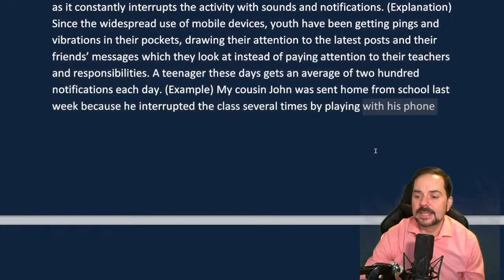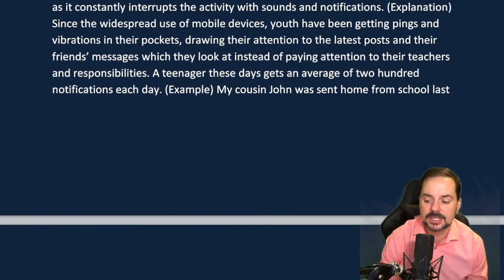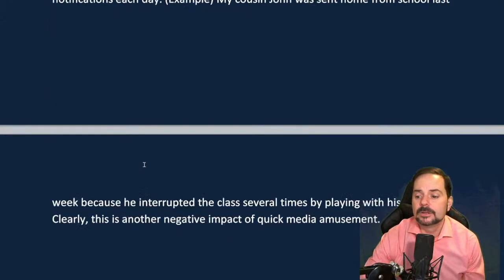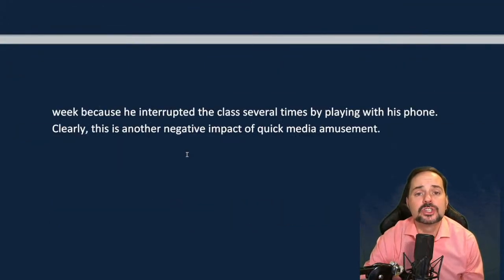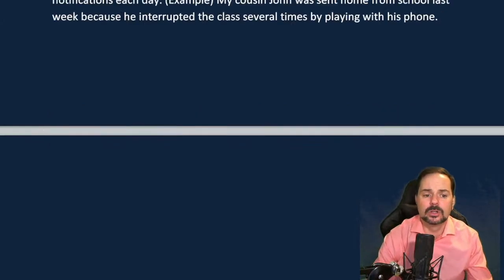Okay. And I would probably take that piece out here because it's getting a little bit long and it's not necessarily important. It's understood from that sentence. Okay. Clearly, this is another negative impact of quick media amusement. I don't really need that because I'm about to write the conclusion.